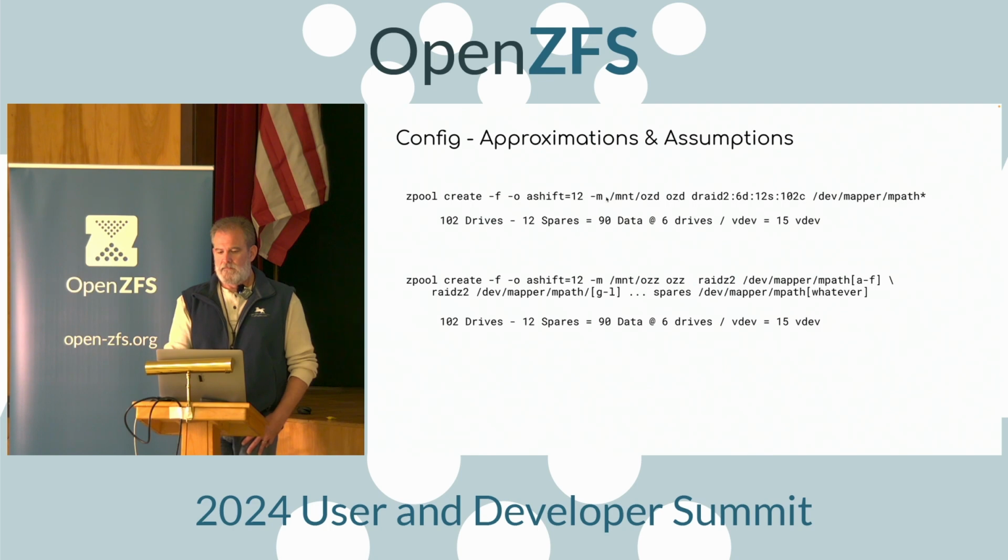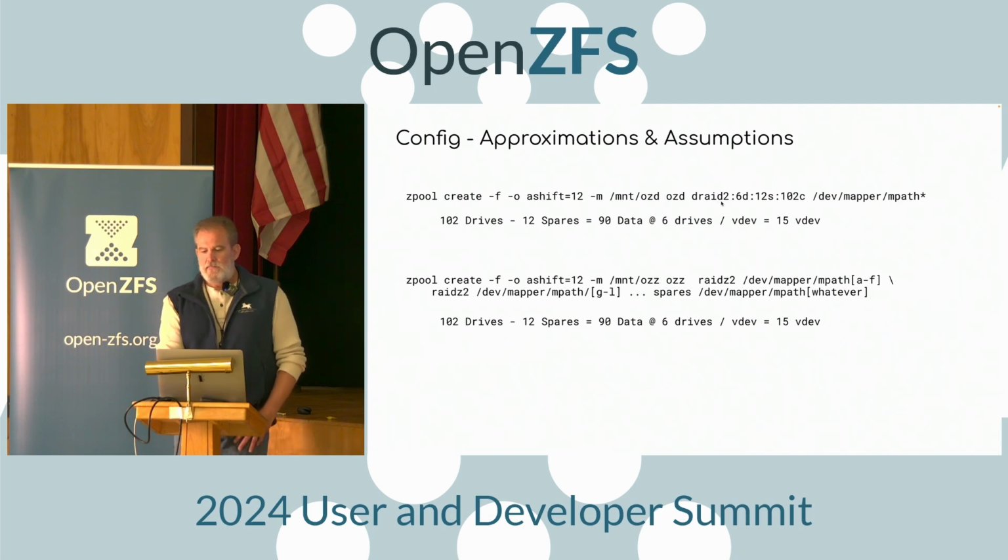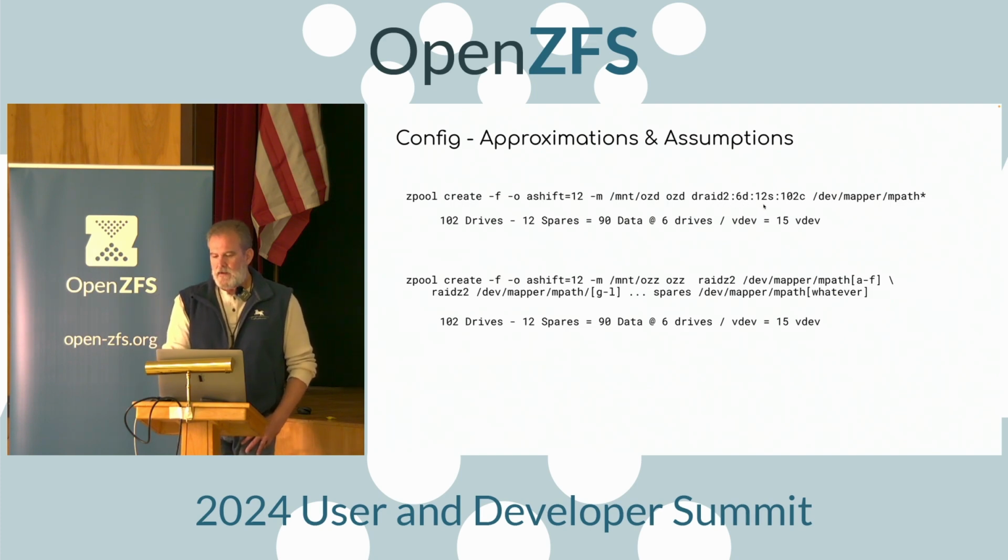So, simple create for the dRAID on top, level 2, with 12 spares against 102 full devices. And because this is multi-pathed in, obviously we're running the mapper devices. Similarly, the normal RAIDZ piece, same thing, just in 6 drive chunks. So in my mind, and according to all the documentation I have been able to digest, that's where we live.